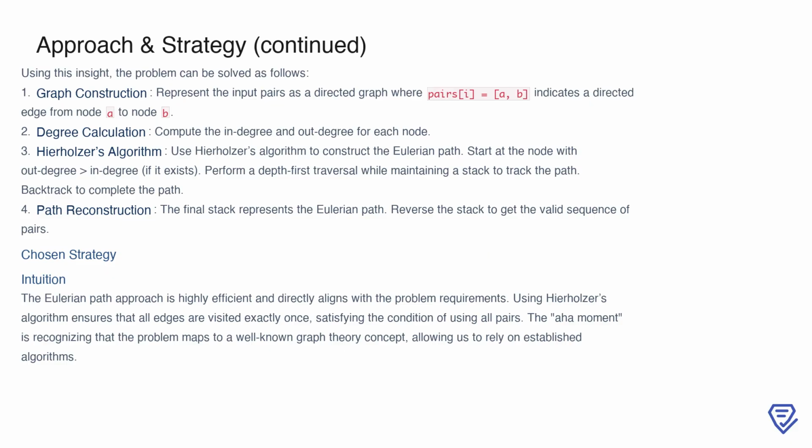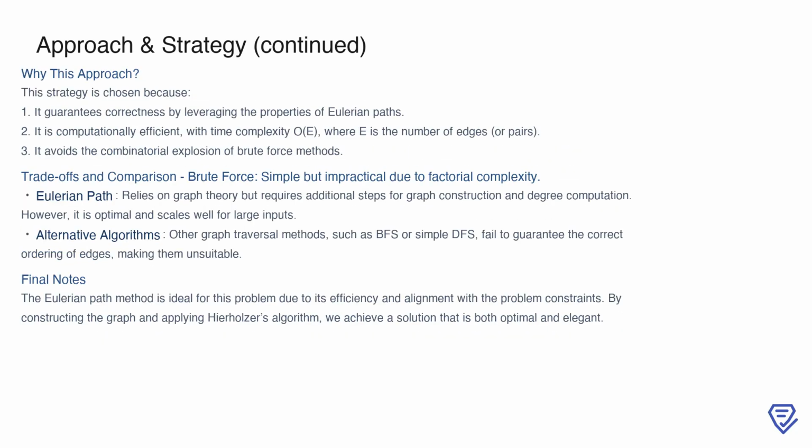This approach not only ensures that all edges are used exactly once but also guarantees that the sequence respects the constraints of the problem. This approach is chosen for several reasons. First, it guarantees correctness by directly leveraging the mathematical properties of Eulerian paths. Second, it is computationally efficient, running in O(E) time, where E represents the number of edges or pairs. This makes it scalable to large inputs, unlike the brute force method, which suffers from exponential time complexity.